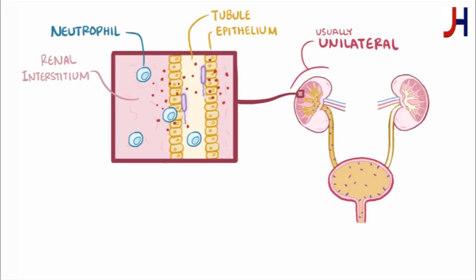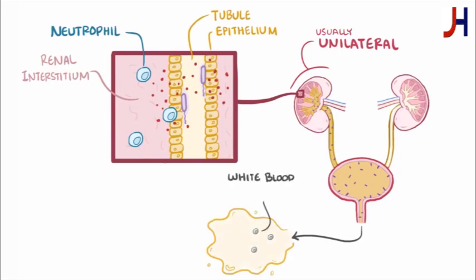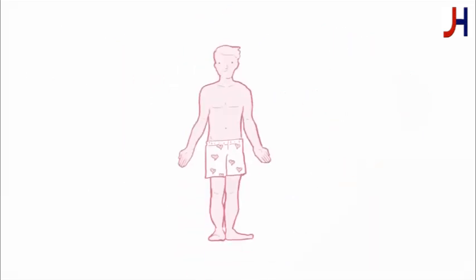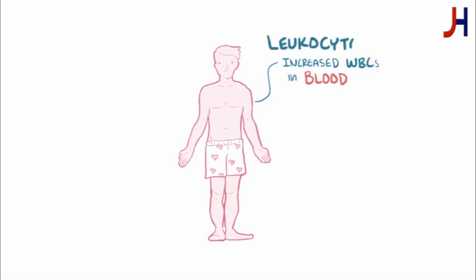As neutrophils infiltrate and die off, they make their way through the urinary tract and are peed out. So people with acute pyelonephritis often have white blood cells in their urine. Sometimes the cells and the surrounding inflammatory protein debris is even casted into the shape of the tubule, which is then also peed out and is called a white blood cell cast. Patients also can present with increased white blood cells in their blood, called leukocytosis.